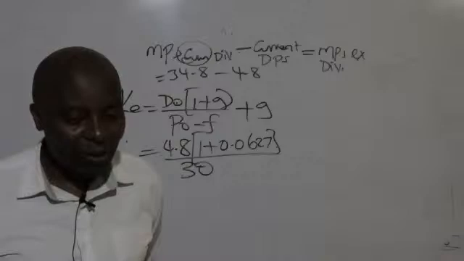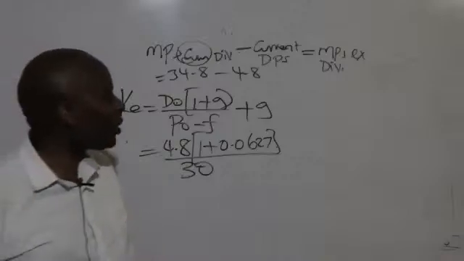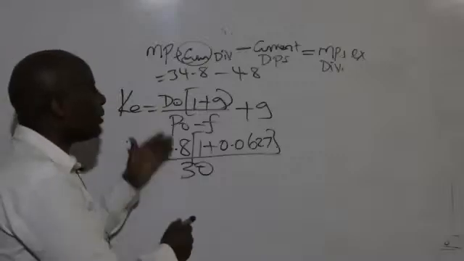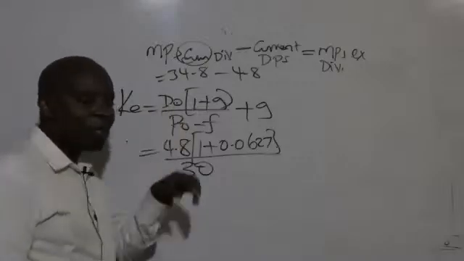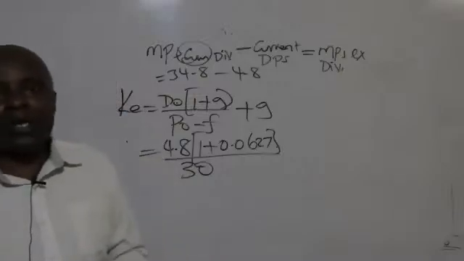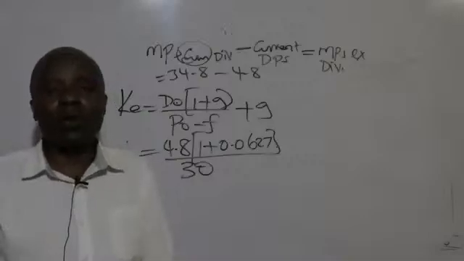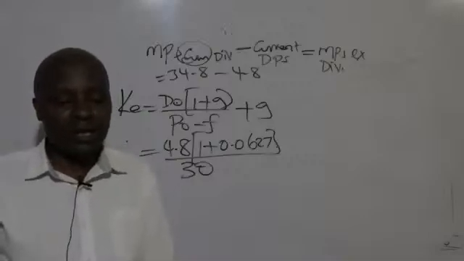No. D0 is not the oldest. D0 is the most current. D0, O means what? O means today. O means today. At time 0 is today, not the oldest. So are we together up to there?